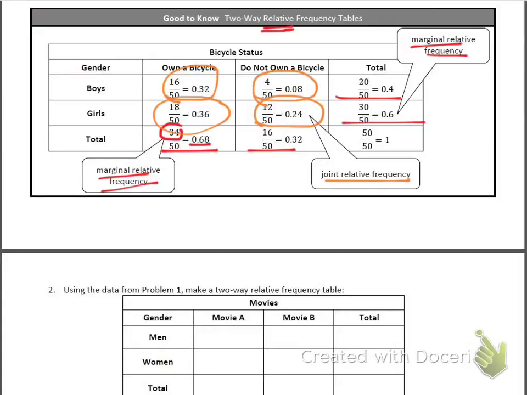Okay? So what you are going to do for problem 2 on the next page is you're going to make a joint relative or a two-way relative frequency table. So you're going to take all the data from number 1 and you're going to put them all out of what? 201. And you're going to find the joint relative frequency or the marginal relative frequency of all of those, and then answer the questions.